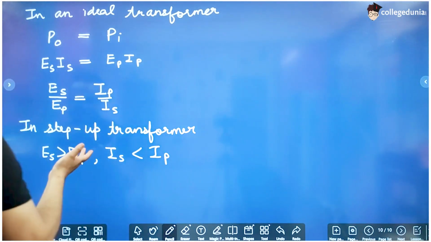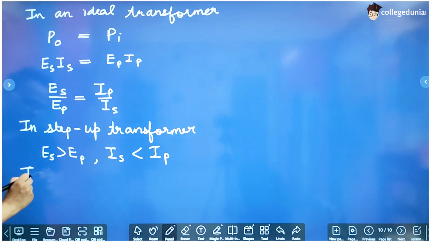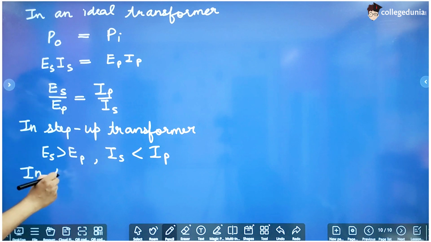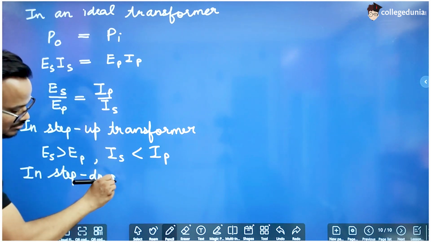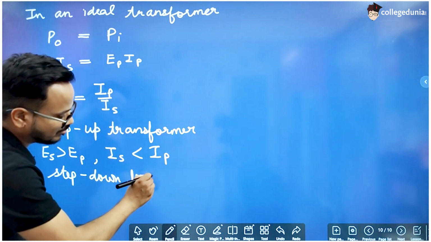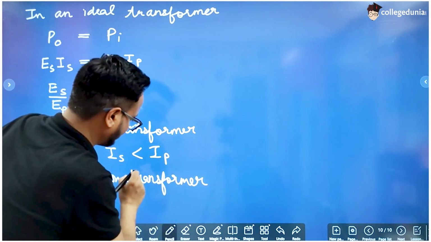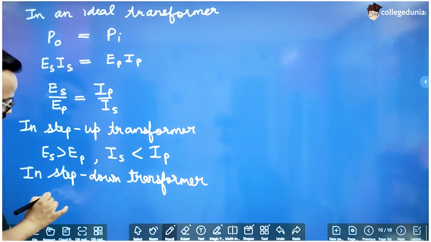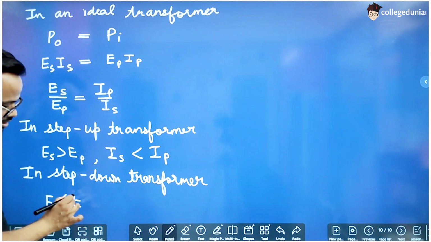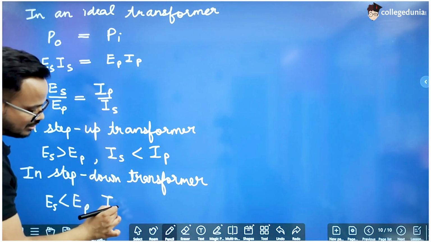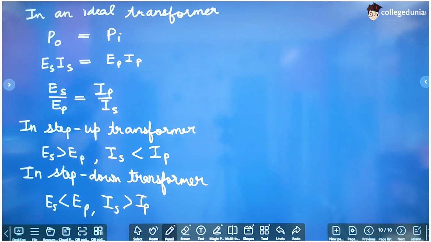So the step up transformer increases the voltage but decreases the current, and in a step down transformer, ES is less than EP, therefore IS is greater than IP. So voltage decreases but current increases.